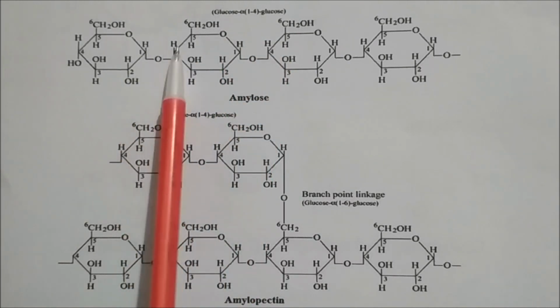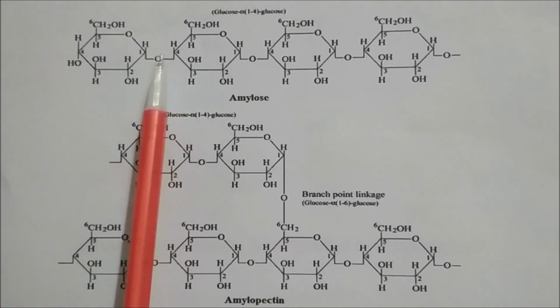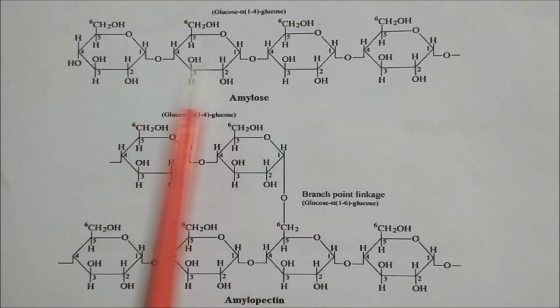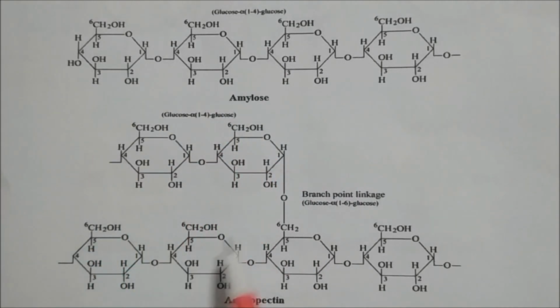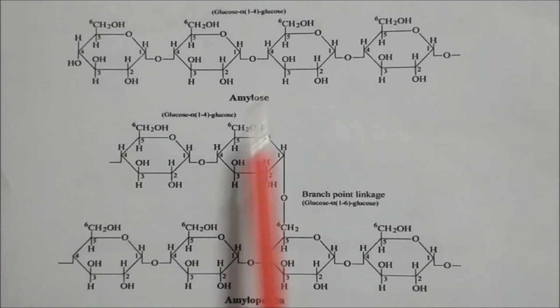This is 1,4 glycosidic linkage. This is alpha, and this is your carbon, and 1,4 linkage is a linear polymer. And in amylopectin, you can see this is your 1,6. So this is the alpha 1,6 glycosidic linkage, and this is alpha 1,4. So both types of chain are there. This is the branched one, this is linear. So this together is present in the starch.